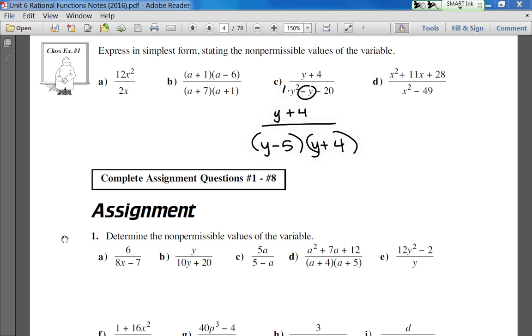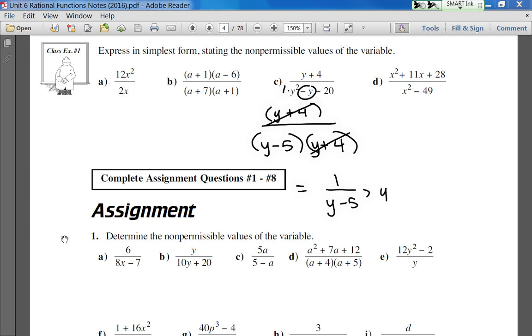Which ones are going to cancel? The y plus 4 term cancels. Now, some people say, well, there's nothing left in the top. It's gone. So put the placeholder 1. Good. So you go 1 over y minus 5. The bracket is optional. Comma. What values are going to make this expression non-permissible?